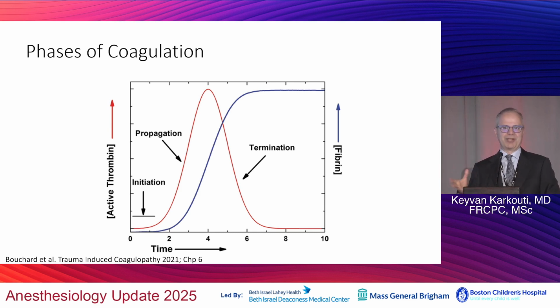So it takes about a minute or two to start the process. Then you get the burst of thrombin generation. And then the blue line is fibrin formation. So you get clot formation, which takes about 7 to 10 minutes. One of the things I tell the surgeons when I'm trying to manage bleeding is after every step, you've got to wait about 10 minutes before you know if it's worked or not. And surgeons and anesthetists are pretty impatient, I find.